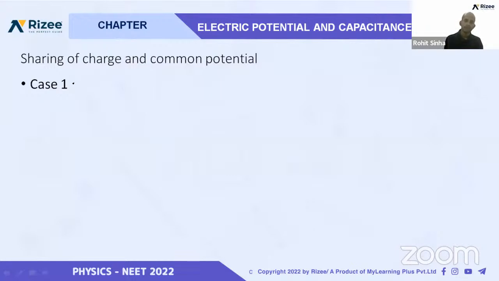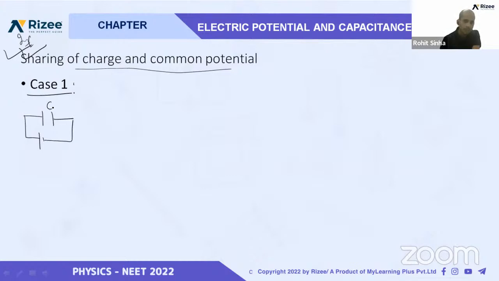What we see here is a very important case. Remember, very important case. We are talking about sharing of charge and common potential. Suppose we take one capacitor here, and another capacitor here. We charge the first capacitor; it has capacitance C1 and voltage V1. The second capacitor is charged to a potential V2, and it has capacitance C2.